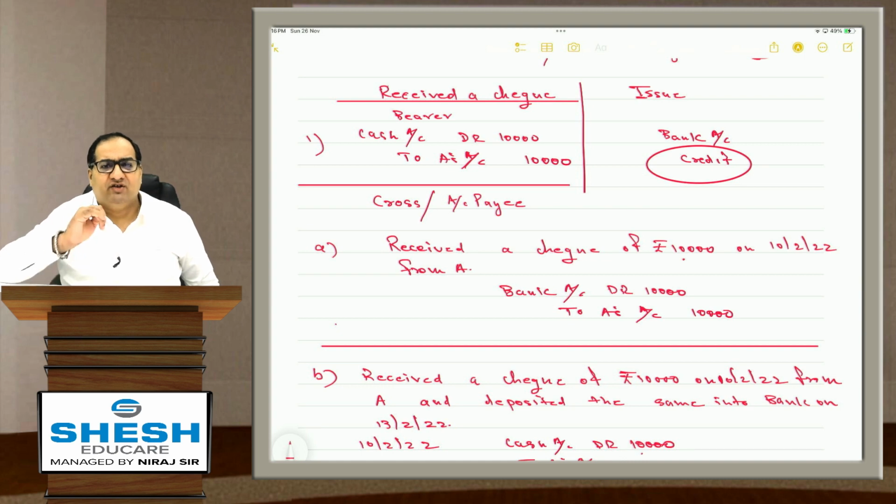Once you have issued a check, whether it is a cross check or a bearer check, you are asking your bank to make the payment. So bank is the giver. Your bank balance will go down. Your bank will make the payment from the money that you have kept with the bank. So it is always bank account credit once a check is issued.